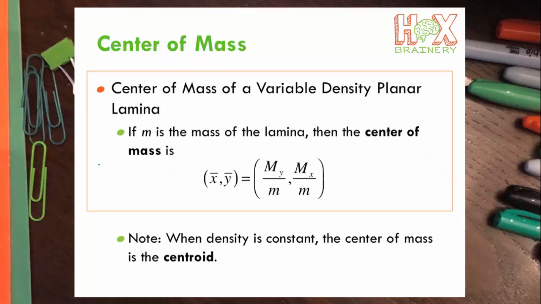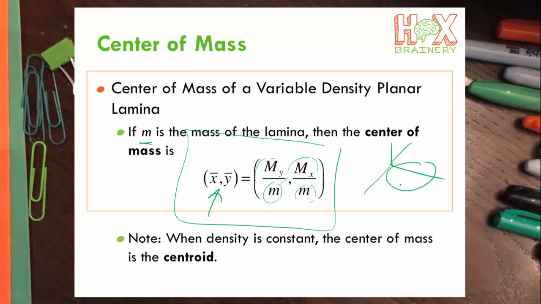All right, so now we want to find the center of mass of a variable density planar lamina. So if m is the mass of a lamina, then the center of mass is given by this here. It's x bar, y bar. It represents averages if you took a statistics class. And basically x bar is going to be the moment about the y-axis divided by m, and y bar is going to be the moment about the x-axis divided by m. Think of it this way.